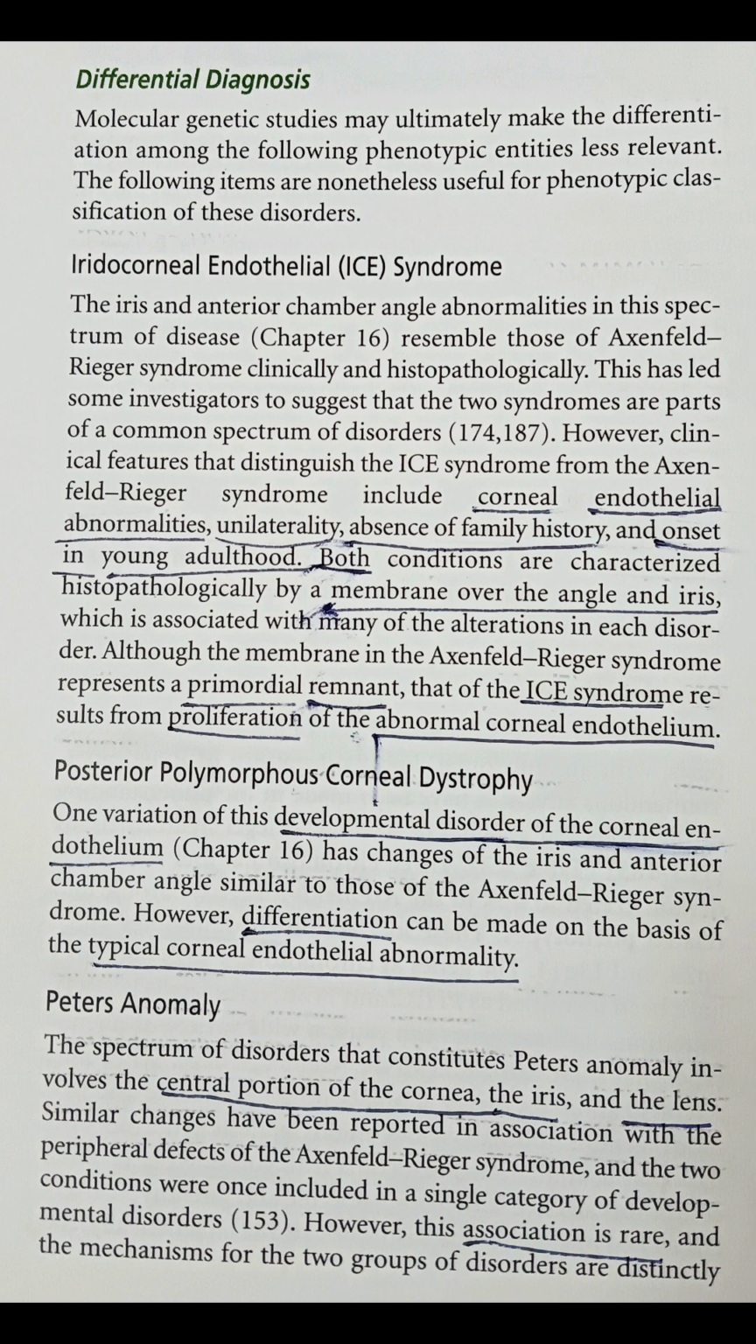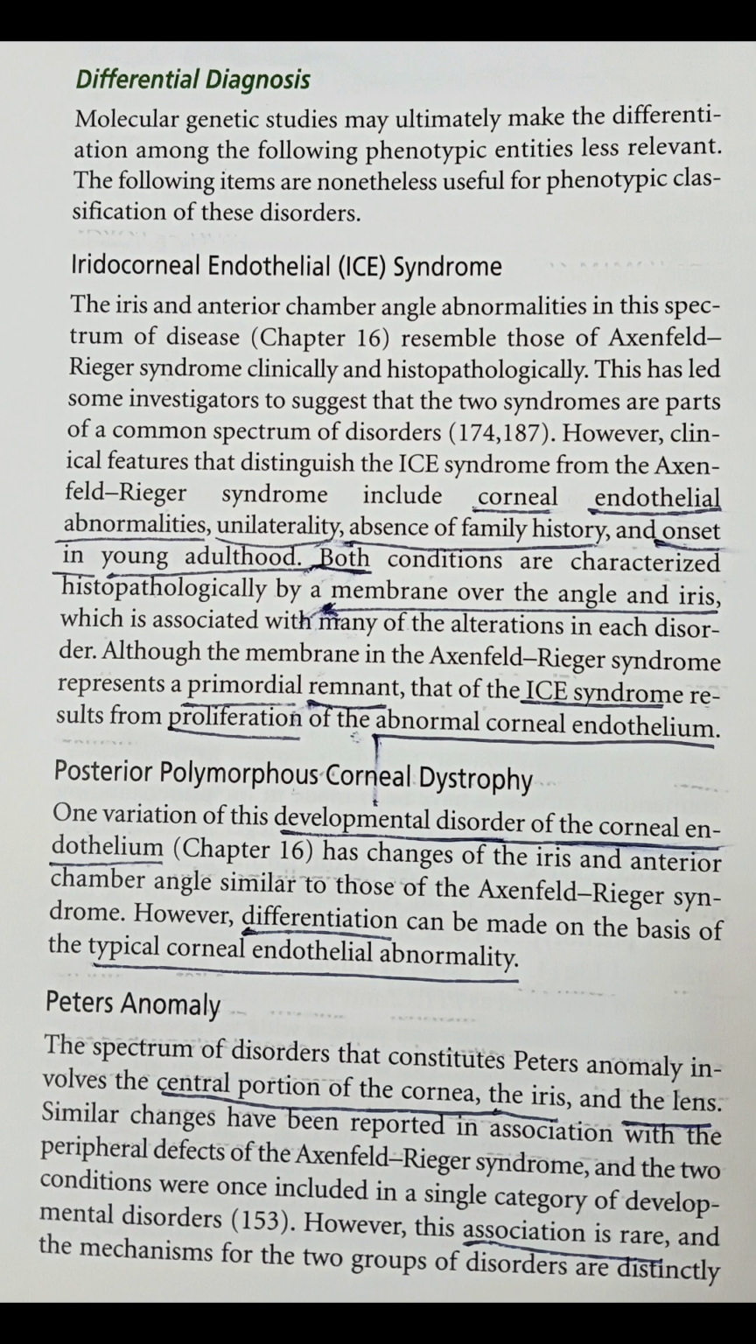Second differential diagnosis of Axenfeld-Rieger syndrome is posterior polymorphous corneal dystrophy. One variation of this developmental disorder of the corneal endothelium has changes of the iris and anterior chamber angle similar to those of the Axenfeld-Rieger syndrome. However, differentiation can be made on the basis of the typical corneal endothelial abnormality.